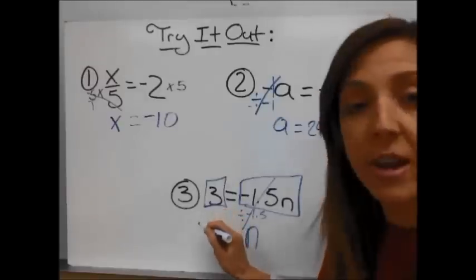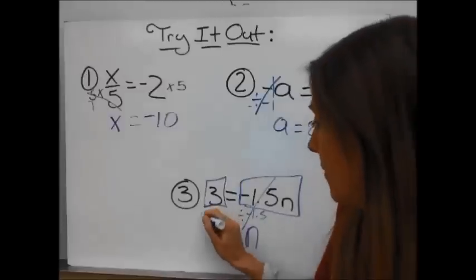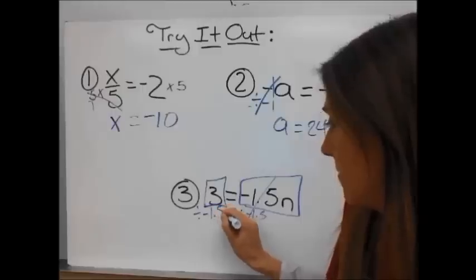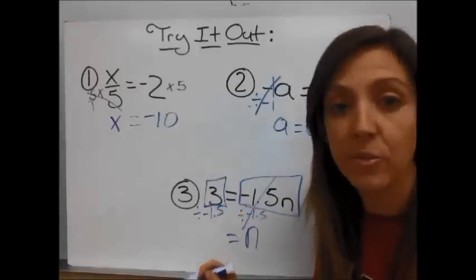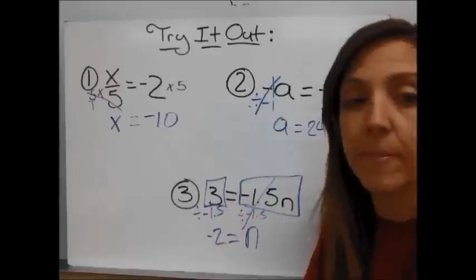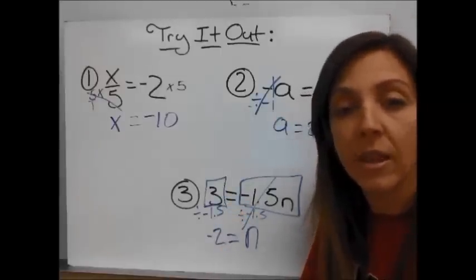And if I divide 3 by negative 1.5, I know I'm going to get 2. It's a negative 2 because a positive divided by a negative equals a negative. So negative 2 equals n.